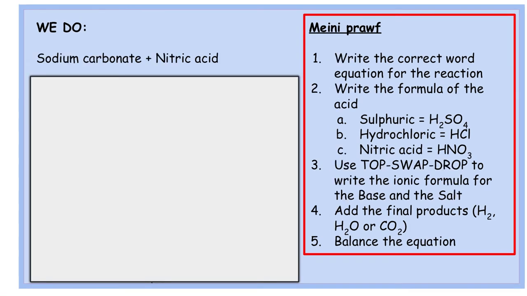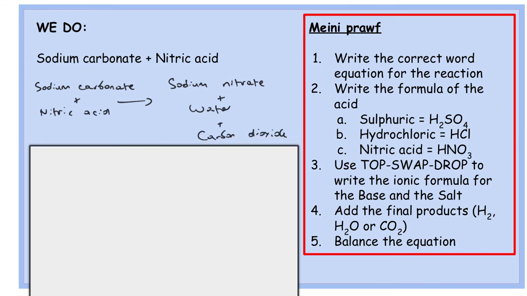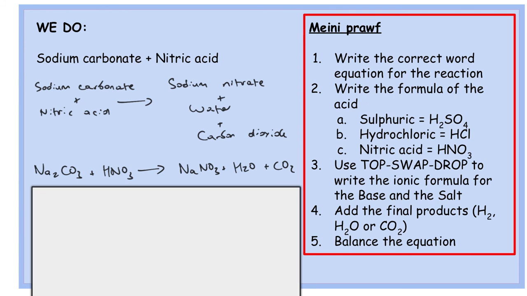Alright. Last one. We have got sodium carbonate and nitric acid. So again, step number 1, write the correct word equation. So sodium carbonate plus nitric acid will give me sodium nitrate plus water plus carbon dioxide. So a little bit more complicated this time. I'm also using nitric acid. So whereas before I was writing HCl, I'm now going to put into my equation, and just focus on what I'm showing you here, HNO3. So I've done step 1, I've written the correct word equation.